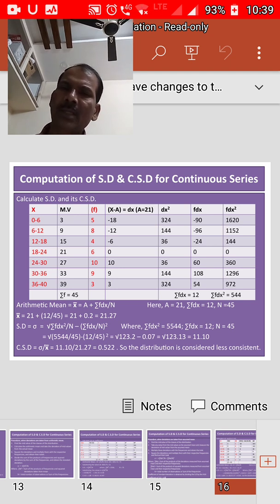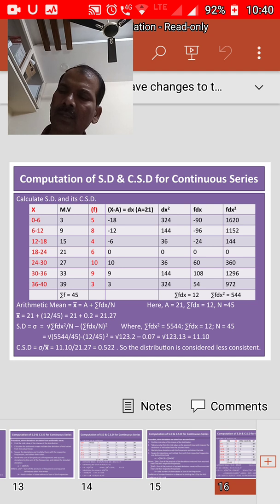0 plus 6 by 2 is equal to 3, 6 plus 12 is 18, by 2 is equal to 9, 12 plus 18 is 30, by 2 is equal to 15, 18 plus 24 is equal to 42, by 2 is equal to 21, 24 plus 30 is equal to 54, 54 by 2 is equal to 27, 30 plus 36 is equal to 66, 66 by 2 is equal to 33, 36 plus 40 is equal to 78, 78 by 2 is equal to 39.